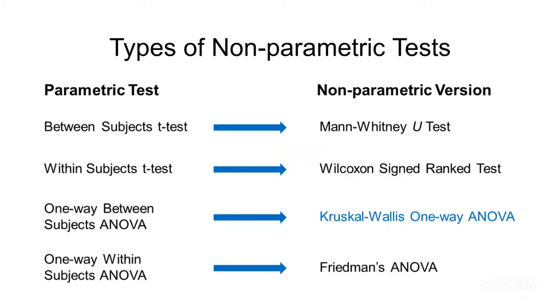In case of the parametric test, it requires some important assumptions, that is the randomness of your subject assignment across the different groups. But in case of the Kruskal-Wallis, that assumption is not there. Therefore, you can use the Kruskal-Wallis one-way ANOVA. Next.